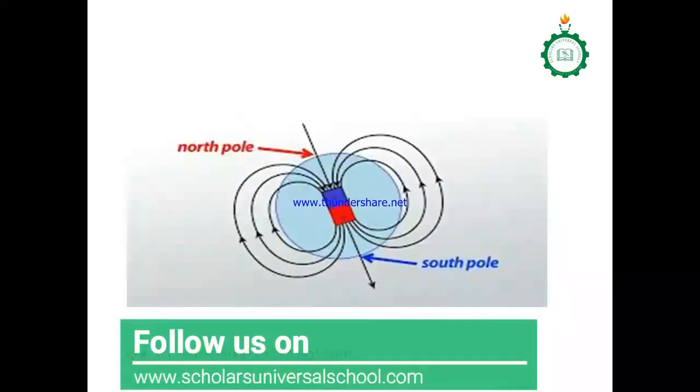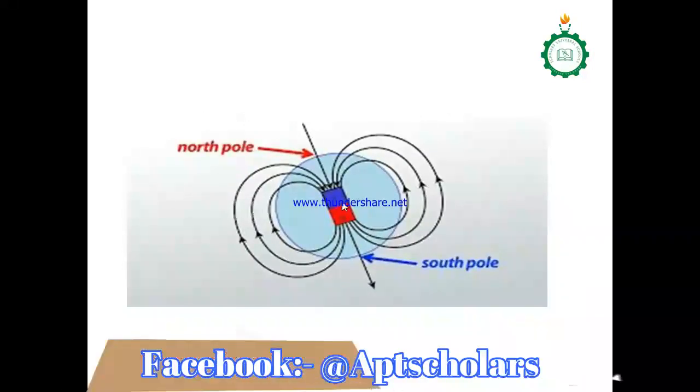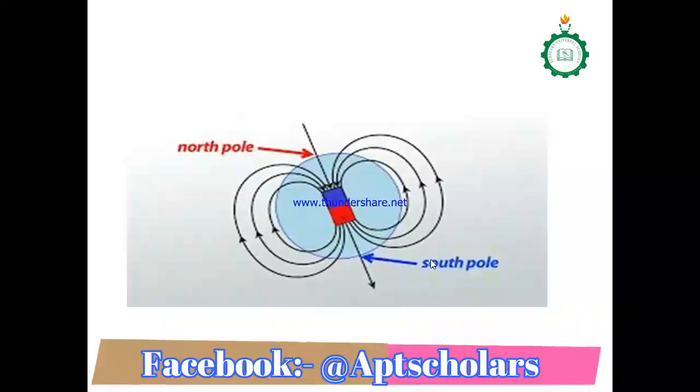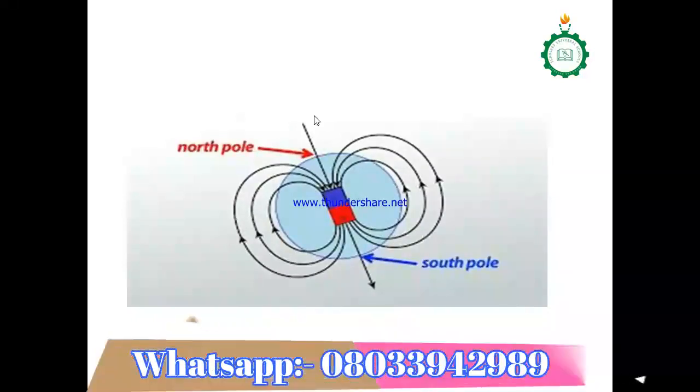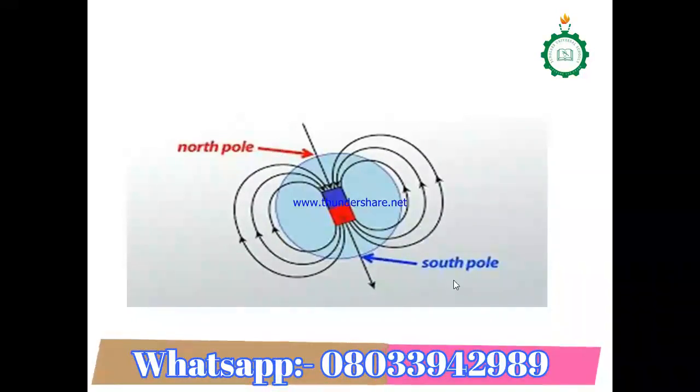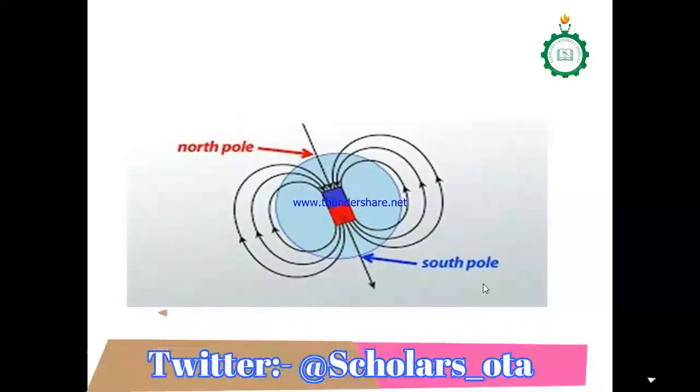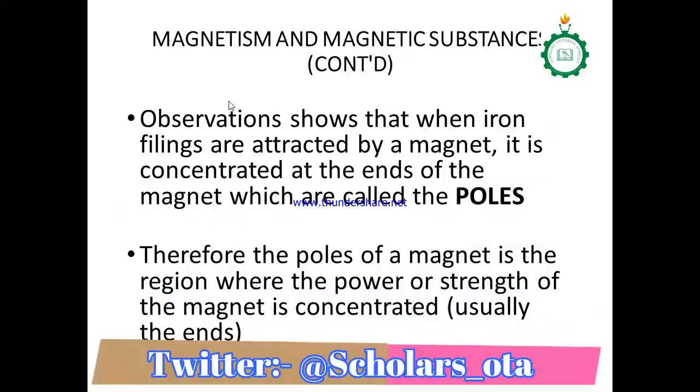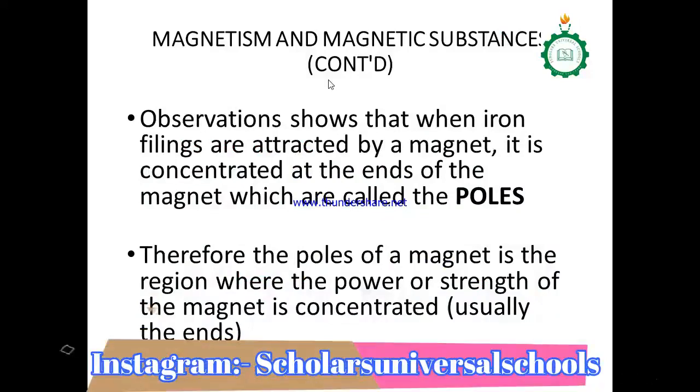So from this illustration, we can see that this magnet, this is the north pole, this is the south pole. It comes to rest in our geographical north and geographical south. That's how we differentiate a magnet from other materials. So, magnetism and magnetic substance.